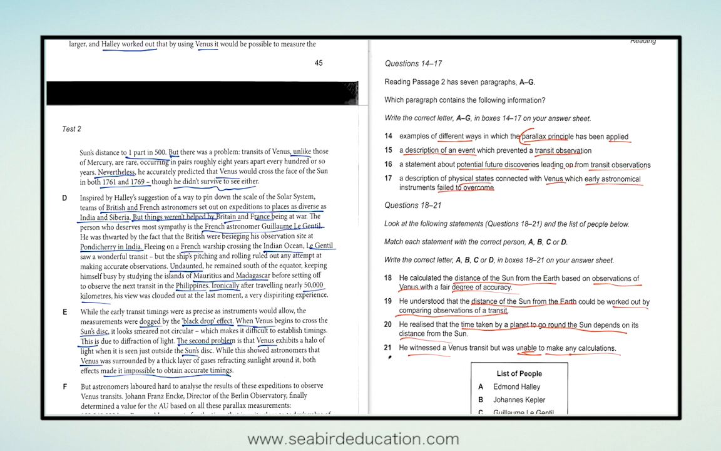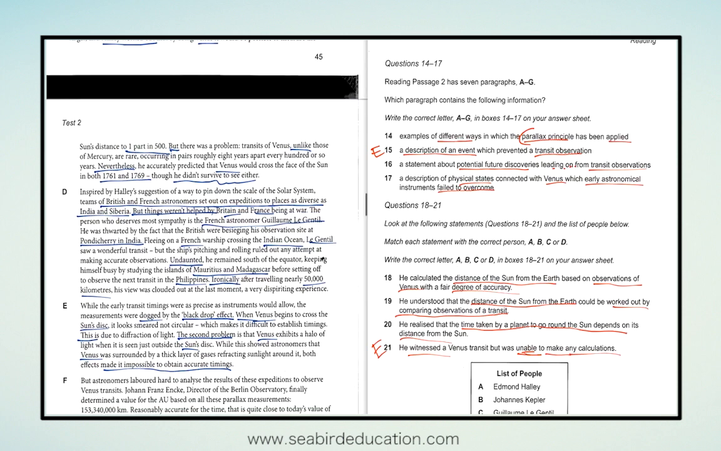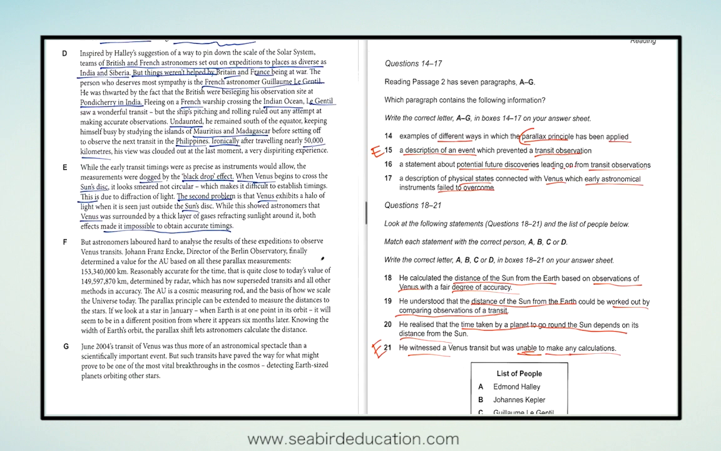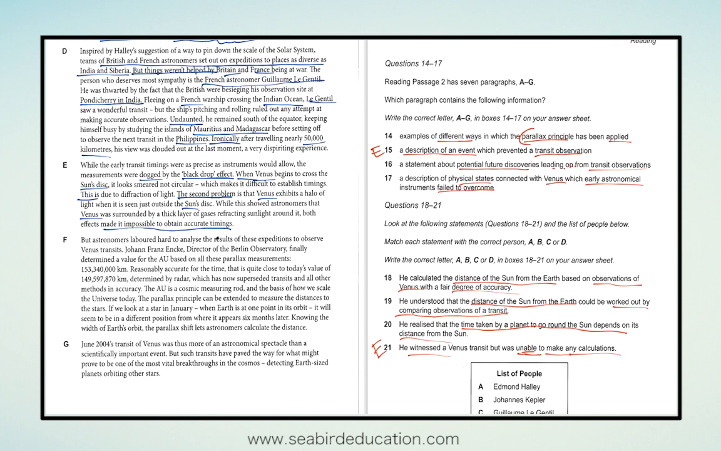It might be number 21, somewhere in E. There's also another one that prevented transit observation, maybe E as well here. Both, but that's a little bit hard to know the results in terms of being director of Berlin Observatory. He got that reasonably accurate. Yes.